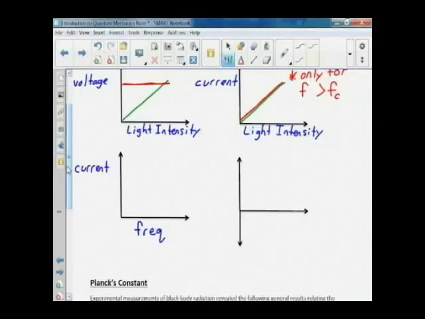Okay, so classical physics said that the current should be increasing with the frequency. And what we found with the actual photoelectric effect is that the current is constant, but only after that critical frequency. There is no current for low frequencies, until we get to that critical frequency where all of a sudden electrons start getting ejected from the photo surface.